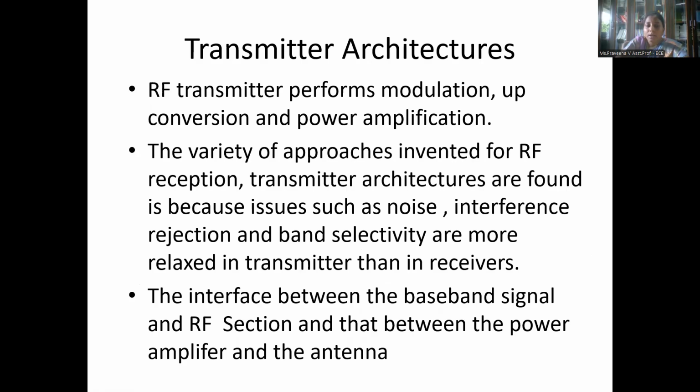The transmitter architecture. The RF transmitter is a part of a communication system that takes a baseband, that is a low frequency signal, and converts it to a high frequency RF signal. That is mainly suitable for wireless transmission. The main functions of the RF transmitter are modulation, where the baseband signal is impressed onto the high frequency carrier signal. Then up conversion, where the modulated signal is shifted to the required carrier frequency using a mixer and local oscillator. Then power amplification, and it will be given to the antenna.